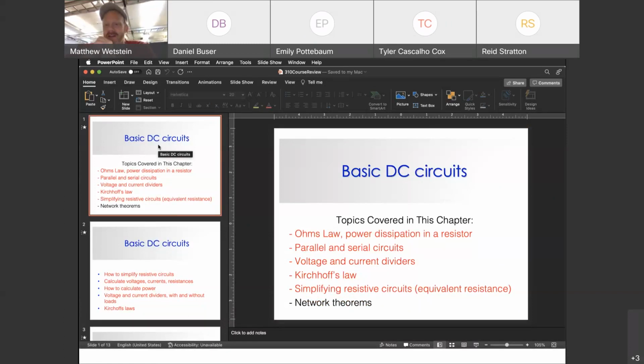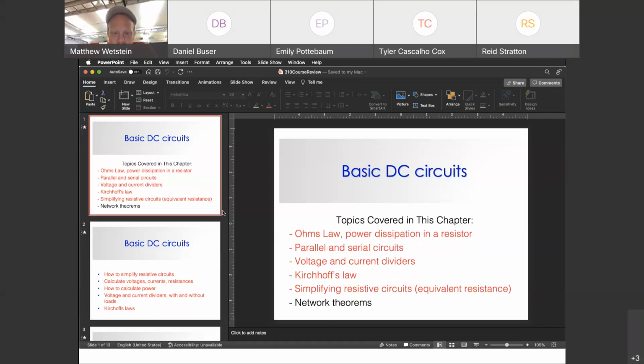For basic DC circuits, I'd like you to be able to use Ohm's law, know about power dissipation of a resistor, in series and parallel, be able to do equivalent resistances for parallel and series circuits, understand voltage and current dividers, be able to apply Kirchhoff's laws, and in general, be able to simplify resistive circuits. We do some advanced network theories. I'm probably not going to give you any problems that require quite that level of sophistication, even though those are good to know, and they do connect to some interesting mathematics.